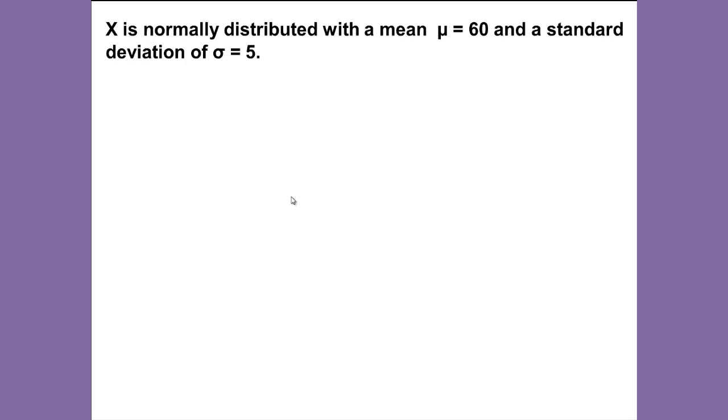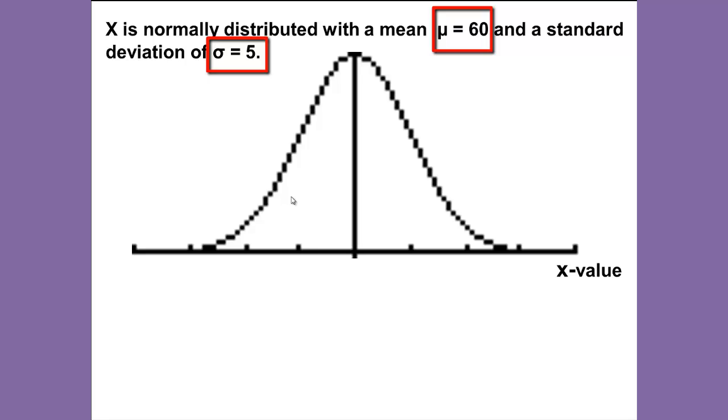X is normally distributed with a mean of 60 and a standard deviation of 5. Mean, or mu, is 60. Sigma, or the standard deviation, is 5. Draw a bell-shaped or normal curve. Then we will label underneath it our x values. Mu equals 60, or the mean is 60, will then be placed in the center.